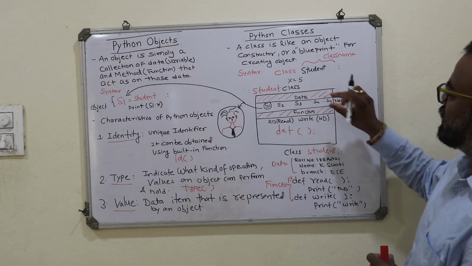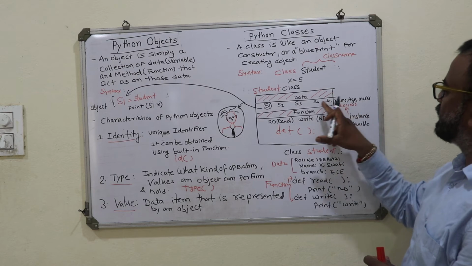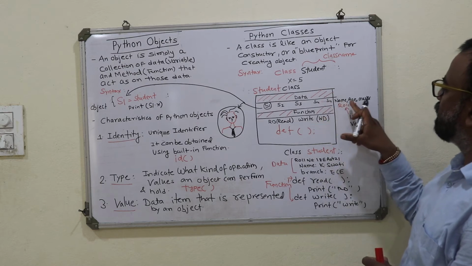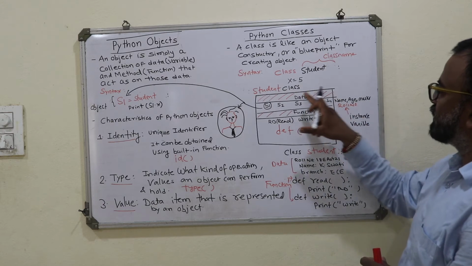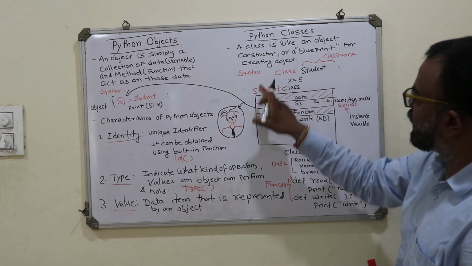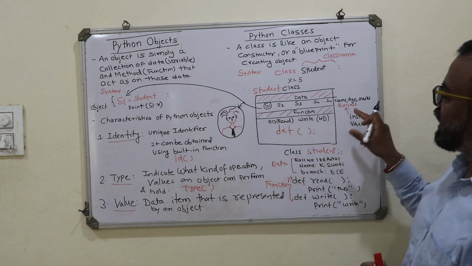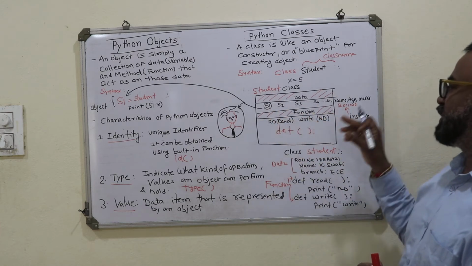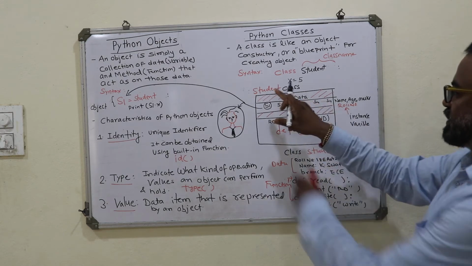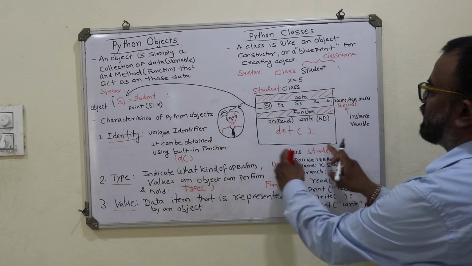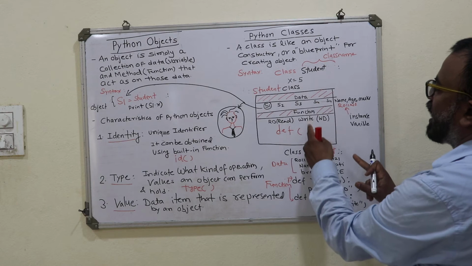The data may be the student data, the data attributes: name, age, marks, roll number. This is your data in this class, right? And these are the functions, and the student can perform a read function or a write function. So this class has two important things: the data and the functions.